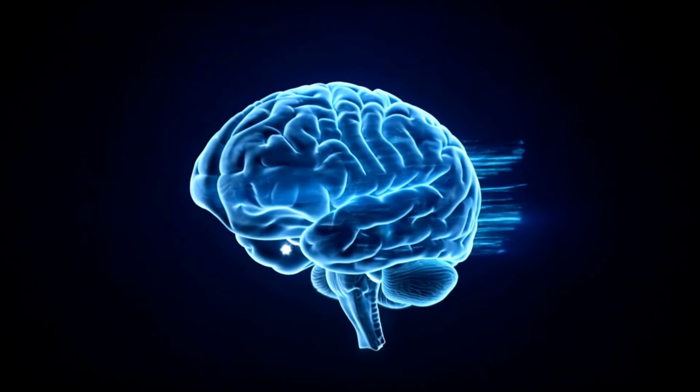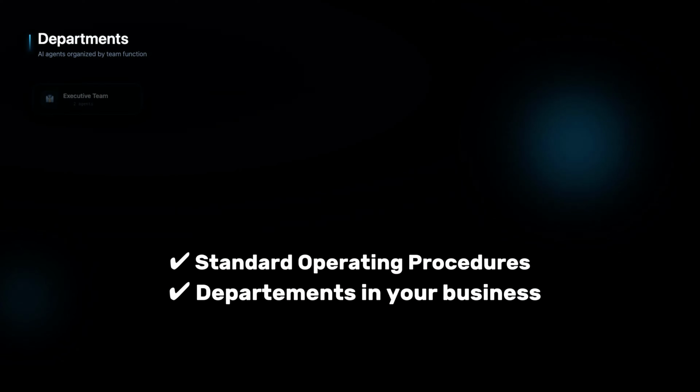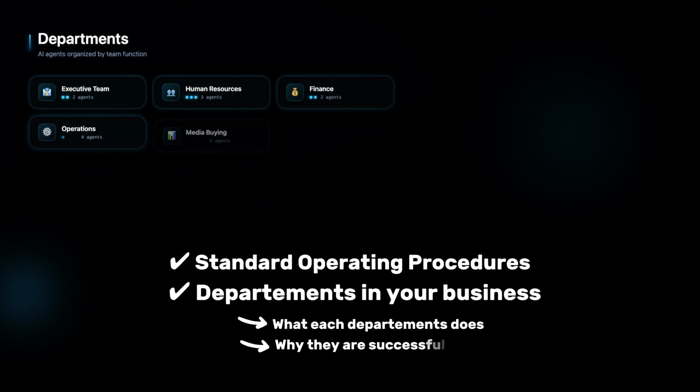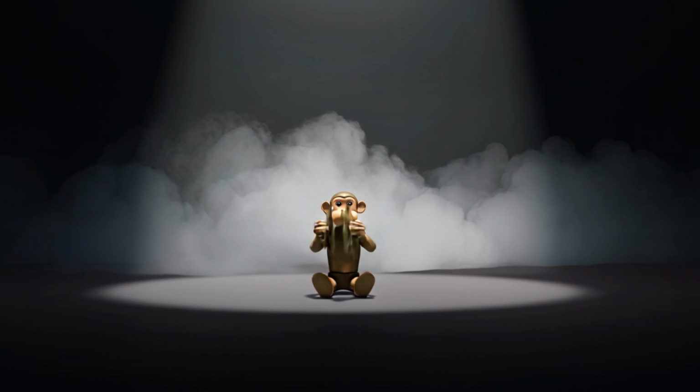Going into the strategy, it's a lot simpler than you would expect. So Clawdbot, OpenClaw, all these AIs work off of a brain. So it's very, very important that you have all your ducks in a row. You need your standard operating procedures. You need to know your departments in your business, what each department does, and why they're successful with an exact strategy. If you don't have this, your bot is literally gonna be stupid. It's gonna be like hiring the lowest-level employee without any training and any resources.